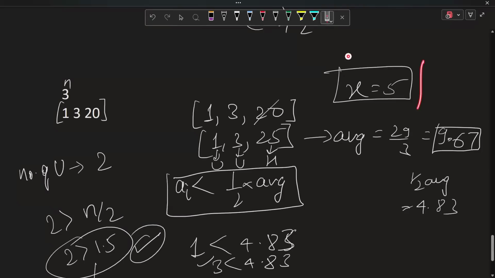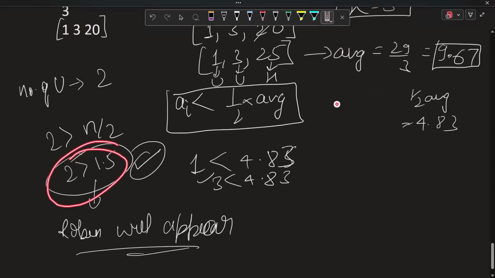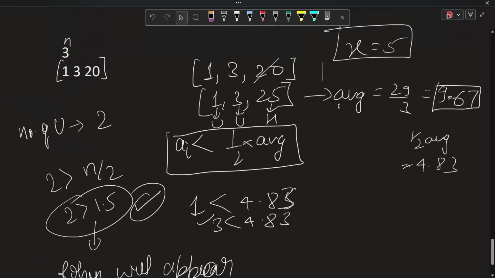Now we need to determine the minimum x so that Robin Hood appears. Maybe if we took a lower x, then after the final calculation, only one person would be unhappy and the rest happy, and then Robin Hood will not appear. So we need to find the lowest x for which Robin Hood appears. I hope the problem statement is clear to you.